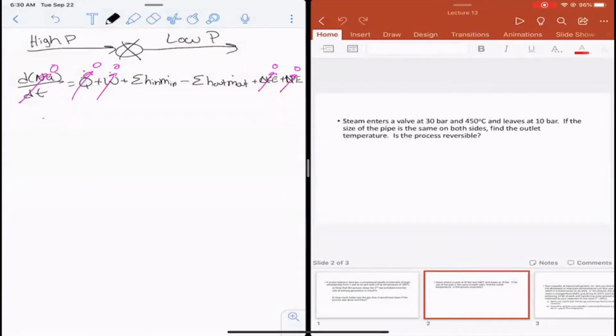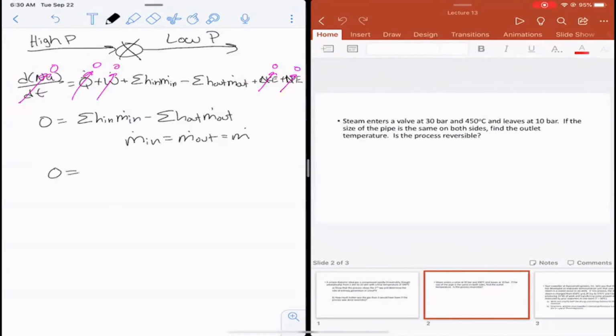And so the result for the energy balance is that zero equals the sum of the enthalpy entering minus the sum of the enthalpy leaving. And of course, we have a single component, which is steam, which does not undergo any change in composition, and we're operating at steady state. So that means that the mass flow in equals the mass flow out. And H out minus H in is just minus delta H. So we get this result that the energy balance is that zero equals minus m dot delta H.